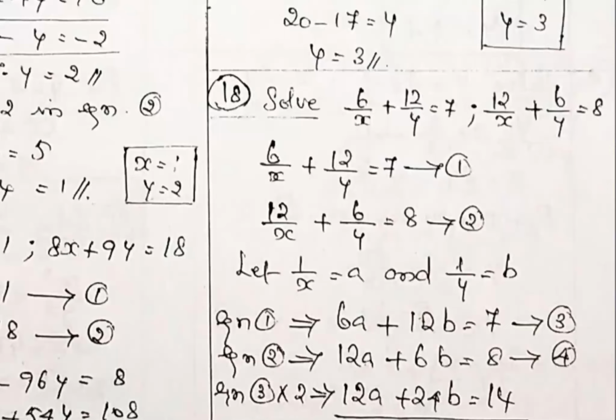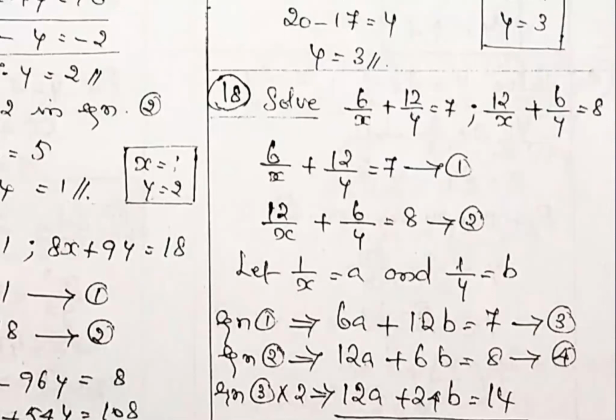Now I am telling a special method. You assume 1 by x is equal to a. Let 1 by x is equal to a and 1 by y is equal to b. Then equation 1 becomes 6a, that is 6 into 1 by x. Similarly, 12 into 1 by y becomes 12b is equal to 7. Now it is a normal equation: 6a plus 12b is equal to 7. Follow the same procedure for the second equation: 12a plus 6b is equal to 8.